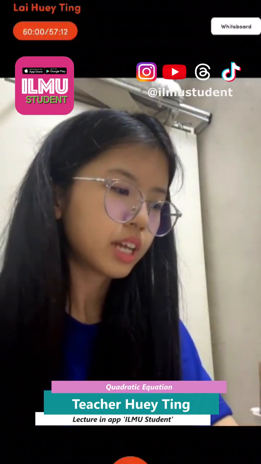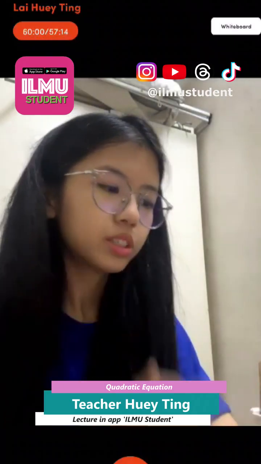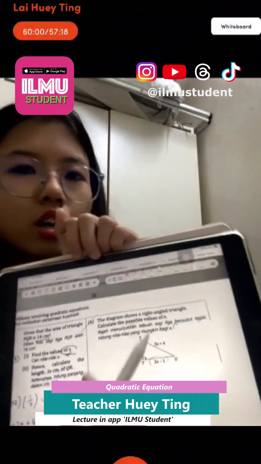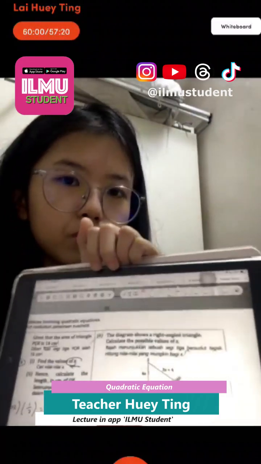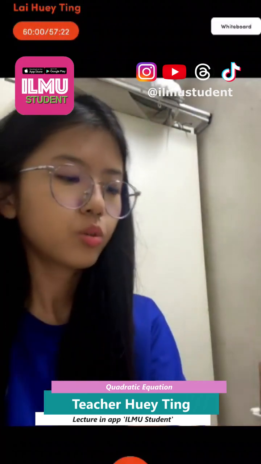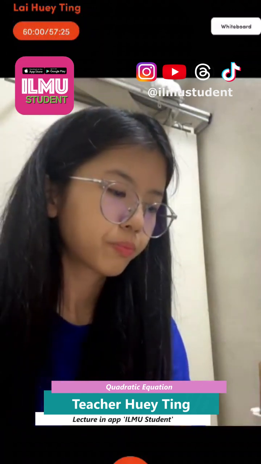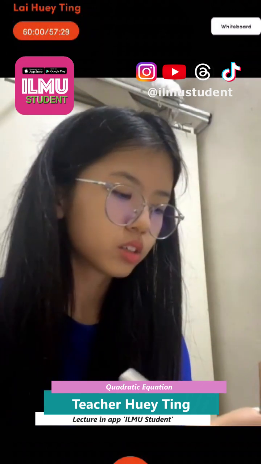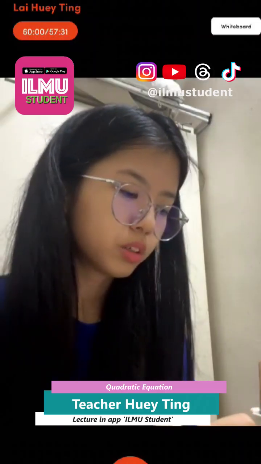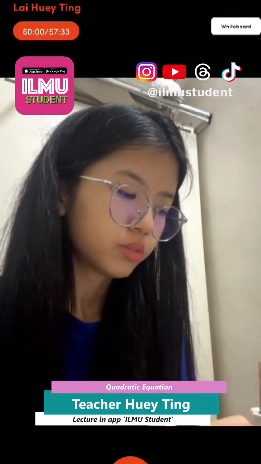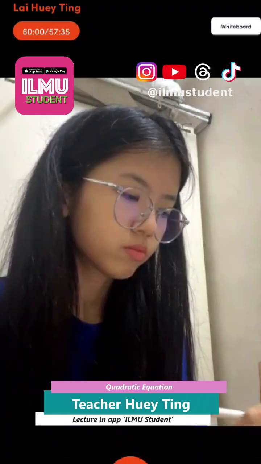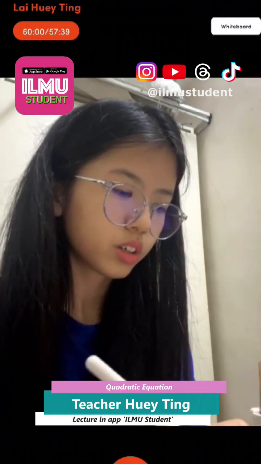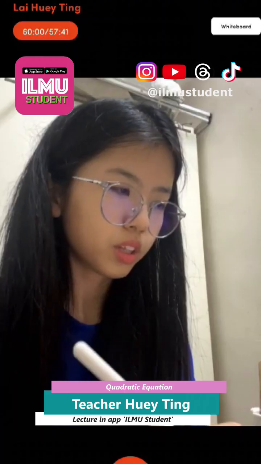And then for another question, so this is the right angle triangle. So do you guys remember the Pythagorean theorem? So we use that theorem to form the equation, which is 4x squared, okay, plus 2x minus 1 squared equal to 3x plus 4.